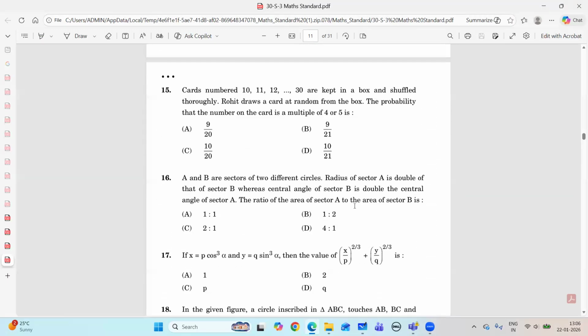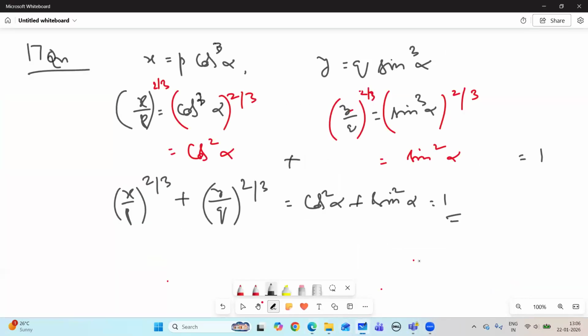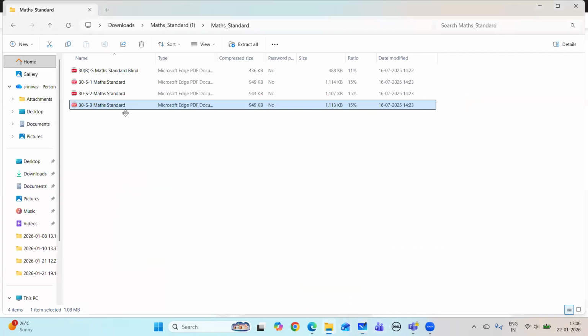Right. Correct choice is A. 17A. Answer A. Yeah. Let's go to question number 18.